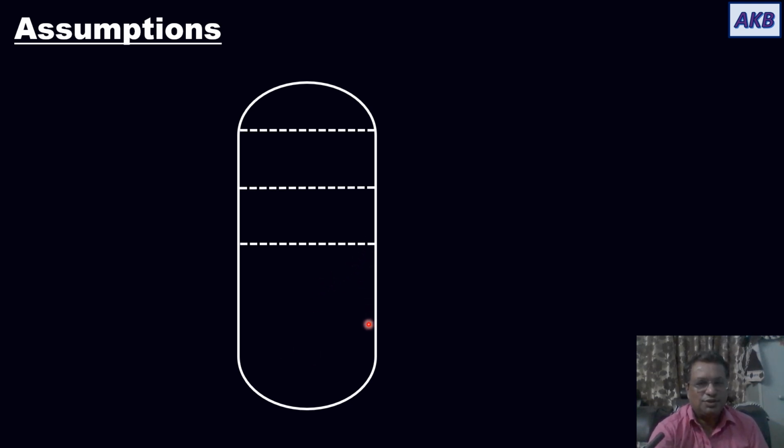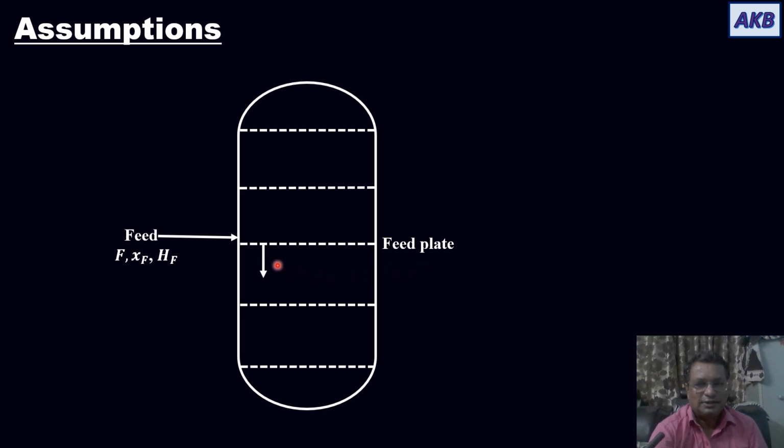So I have shown a tray column. These dashed lines represent various trays in the tray column. Feed, which is identified by these parameters, is entering on a tray, and that tray is the feed plate. Then the feed, after entering on the feed plate, flows down.